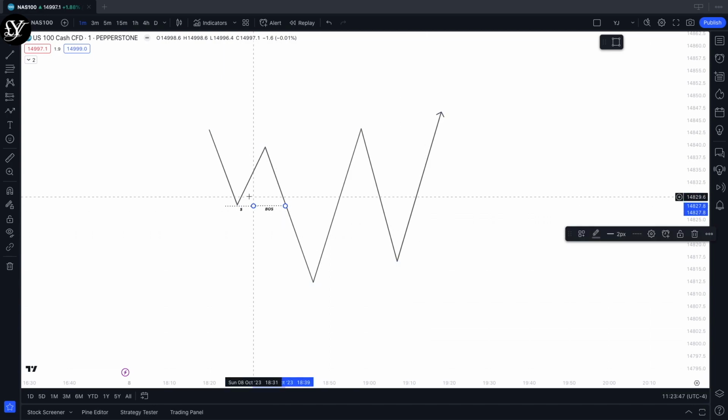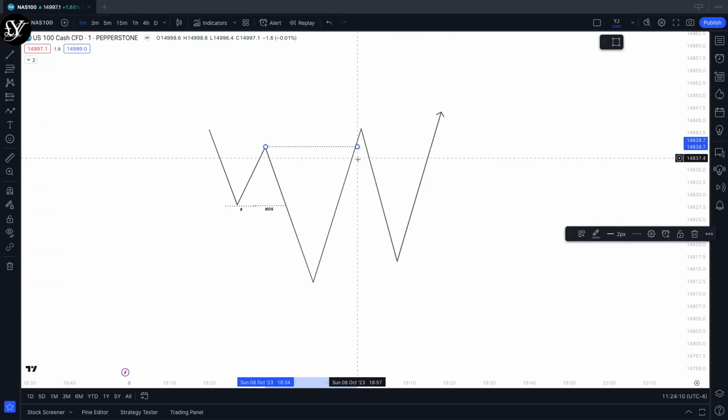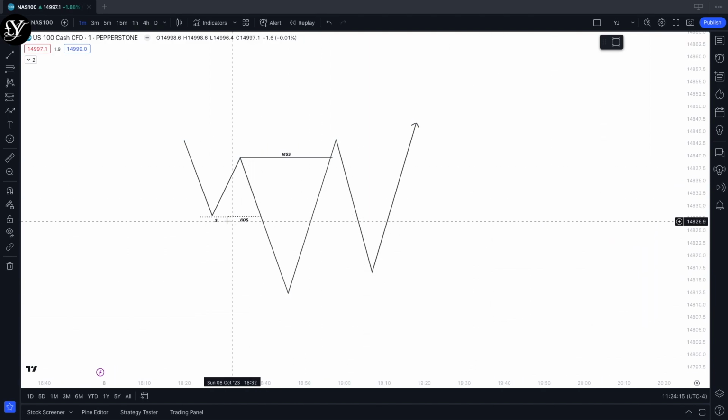A break of structure is not the same as a market structure shift. A break of structure is basically price breaking structure in the same direction. So if price was to continue to the downside, this is just a break of structure. Whereas if price continued to the downside and came back up, this right here, as we can see, is a perfect example of a market structure shift like the previous example. So we'd mark that out as our market structure shift. That's a break of structure simply because price was initially bearish, and this is our market structure shift because price went from bearish to bullish.